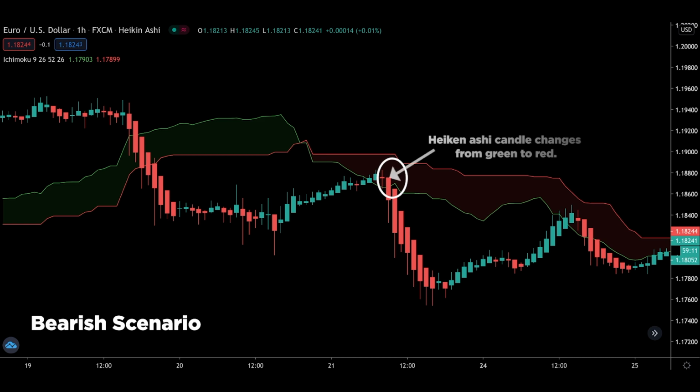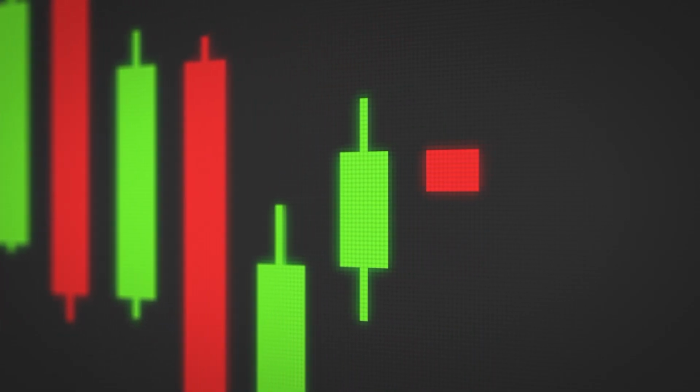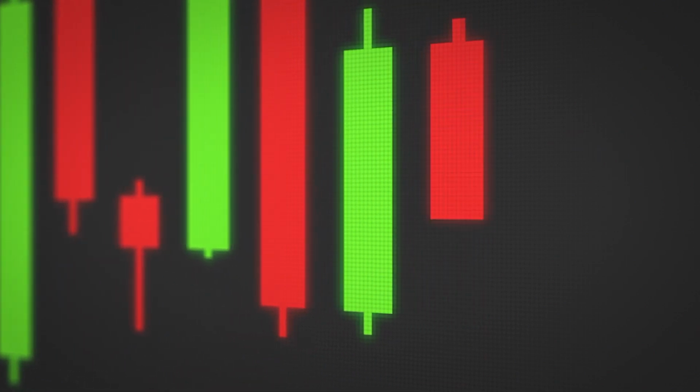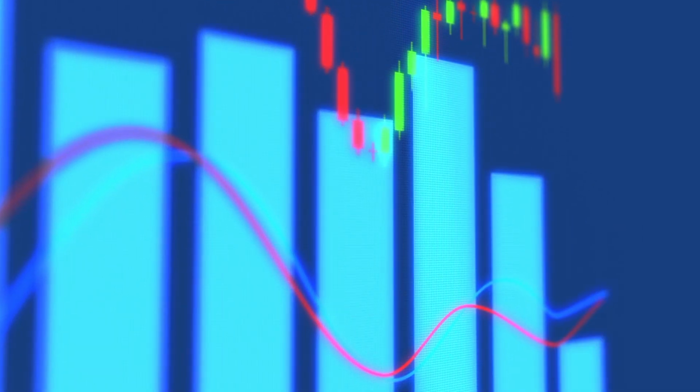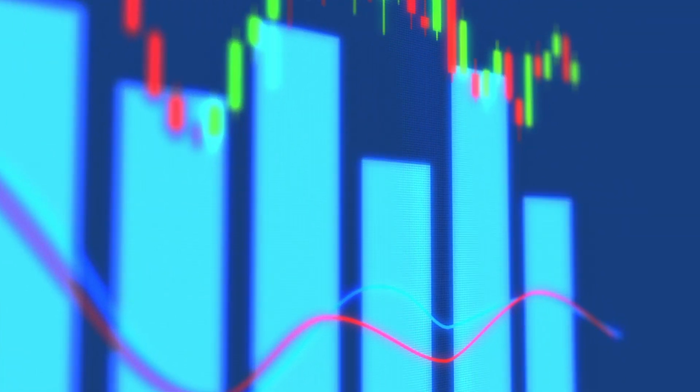You want to sell when the Heiken Ashi candle changes from green to red with the price below the cloud. The Kumo cloud should be red. This strategy is also relatively straightforward, except that it uses the Kumo cloud that most traders might not be familiar with. And that's it for this video. You should have everything you need to know about the Heiken Ashi. To sum up, you can incorporate the relative strength index or Ichimoku cloud with the Heiken Ashi to use it as a trading strategy using the rules outlined in this video.